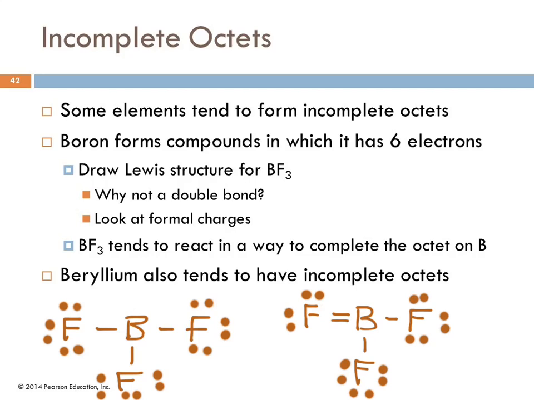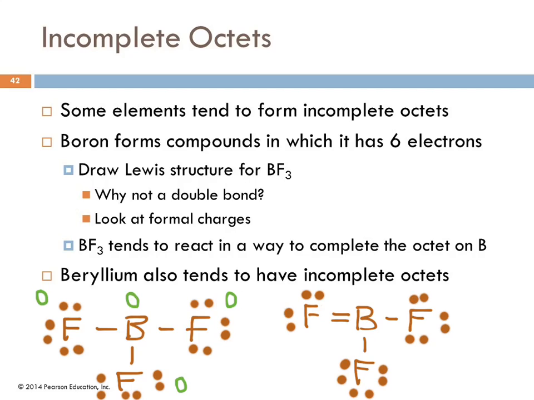What about the formal charges? What is the formal charge on this fluorine? 0. Fluorine has 7 valence electrons, and in this Lewis structure, it has 7. And so this one is also 0, and this one is also 0, formal charge. What's the formal charge on the boron? 0. It's violating the octet rule, but the formal charges are looking really good.